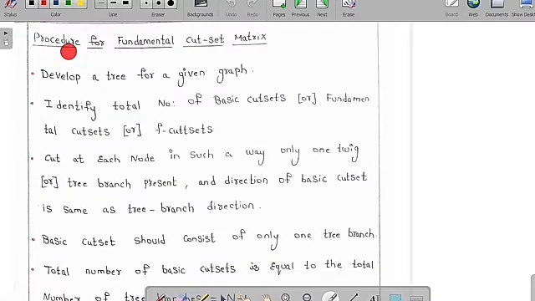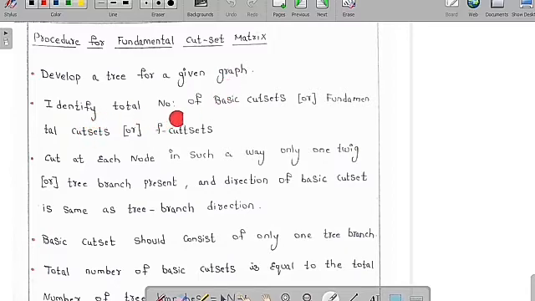So now we are going to discuss the procedure for the fundamental cut set matrix. This is the last concept here. First, you have to develop a tree for a given graph. That means from the original network draw the graph, and from the graph take one tree. So you have to make a tree from a given graph.